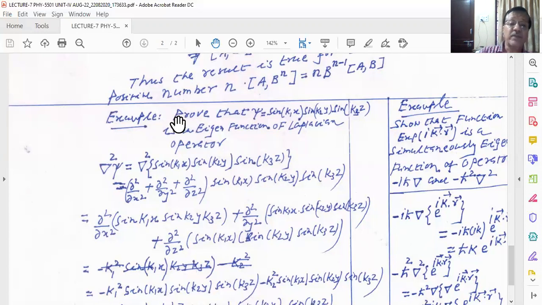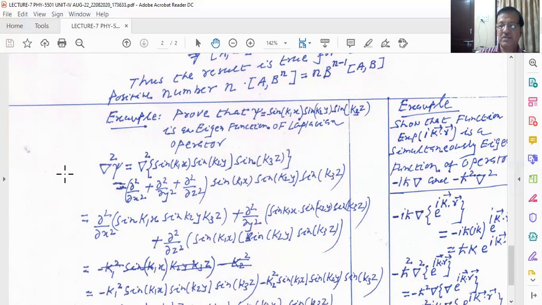Look at this problem now. We want to show that this function psi is an eigenfunction of the Laplacian operator. The Laplacian operator is del square. So I'm just taking del square operating on psi. You should get some eigenvalue, so you should get a relation: del square psi equal to some constant c into psi.